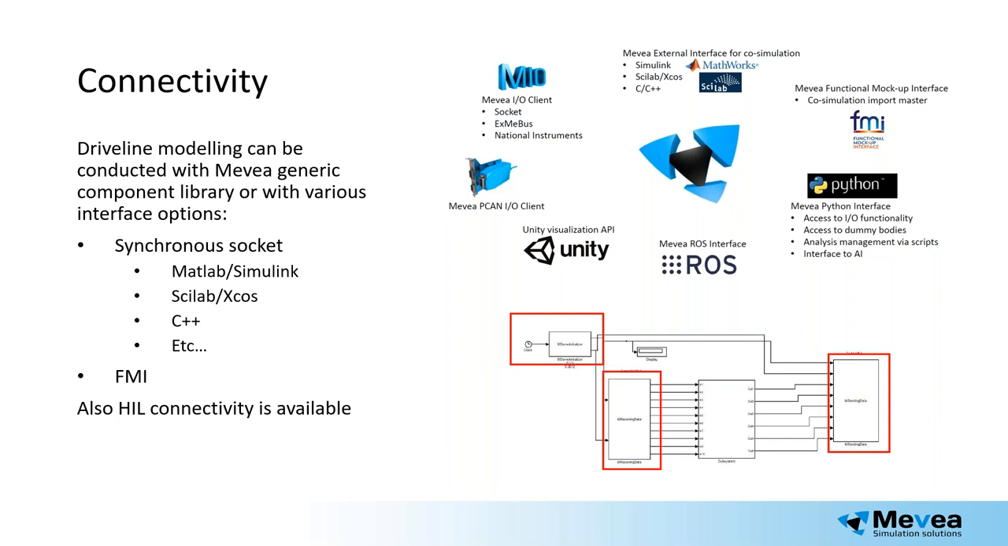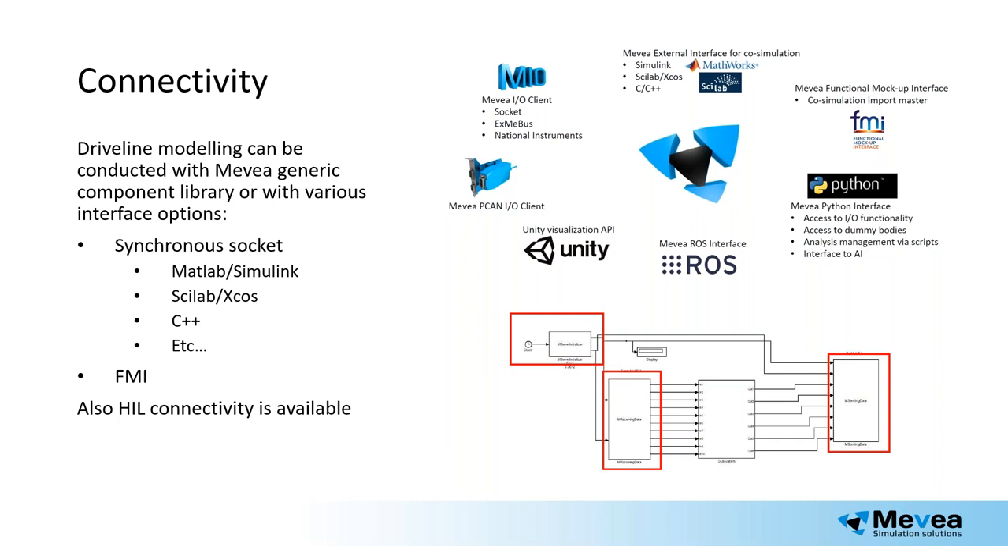And Mevea physics-based digital twin can replace the load factor of those models quite effortlessly. So instead of where we would input pre-recorded load cycles, we would replace that with a virtual prototype of a machine. We can utilize, for example, a synchronous socket interface and utilize pre-existing MATLAB and Simulink models. We can connect to Scilab and XCOS. We can utilize C++ based driveline models, etc. Whatever a specific machine manufacturer uses, we can probably connect to it.